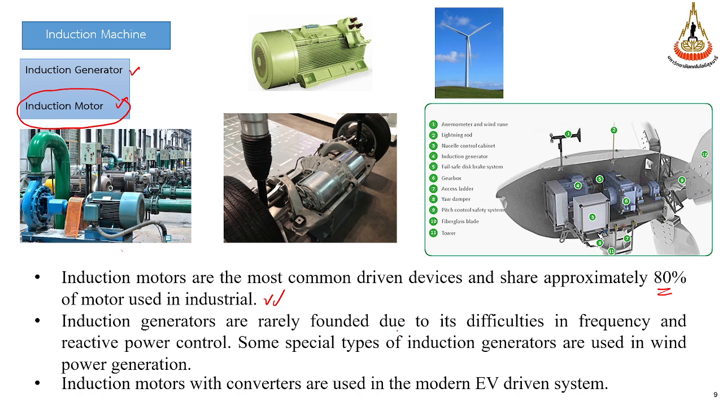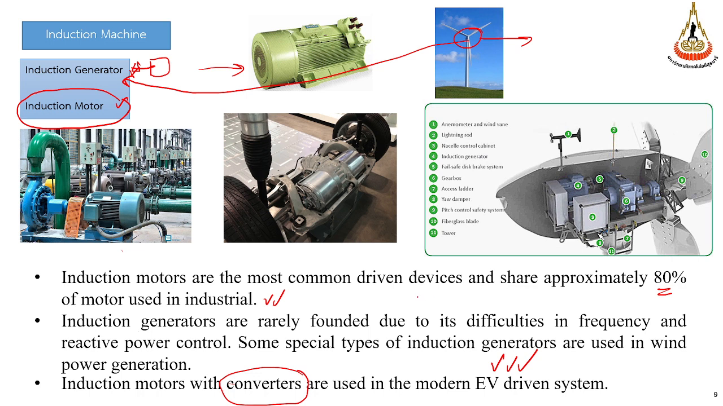Induction generators are rarely found due to the difficulty of frequency and reactive power control. Using the induction machine as a generator is not convenient, but sometimes we use it. For example, in wind turbine generation systems, we use an induction generator. Induction motors are also used in EV driving systems with some power converter.